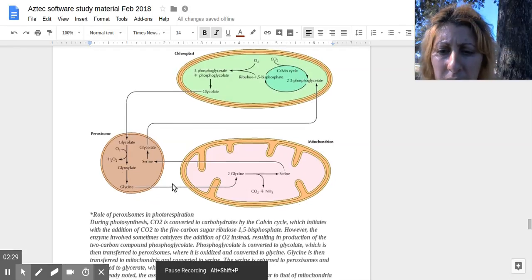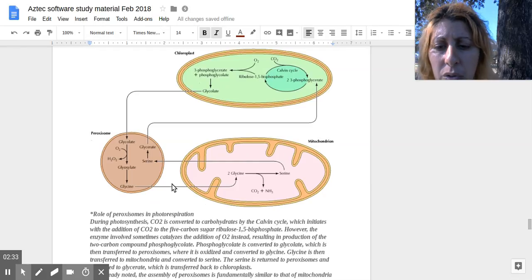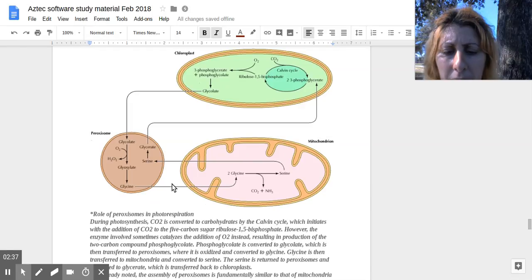So, the role of peroxisomes in photorespiration. During photosynthesis, CO2 is converted to carbohydrates by the Calvin cycle, which initiates the addition of CO2 to the 5-carbon sugar ribulose 1,5-bisphosphate. However, the enzyme involved sometimes catalyzes addition of O2 instead, resulting in production of the 2-carbon compound phosphoglycolate. Phosphoglycolate is converted to glycolate, which is transferred to peroxisomes, where it's oxidized and converted to glycine.